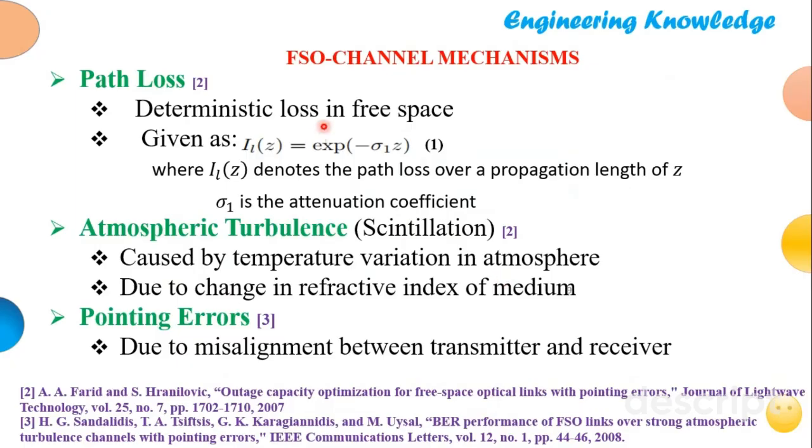When we want to analyze the FSO channel, we first need to model the path loss. The path loss is distance dependent loss, an exponential decay in the signal as it travels. Then there is atmospheric turbulence, also called scintillation, which is caused by temperature variations in the atmosphere. If the temperature changes, the refractive indices of the medium and atmosphere change. Due to that, n1 and n2 change, and the signal suffers degradation in optical domain in FSO transmissions. This is of major concern, and modeling is required for it.